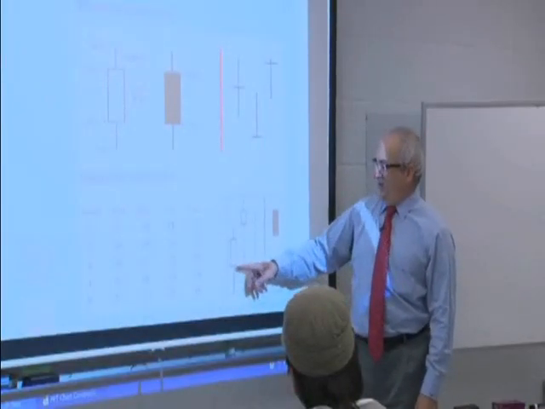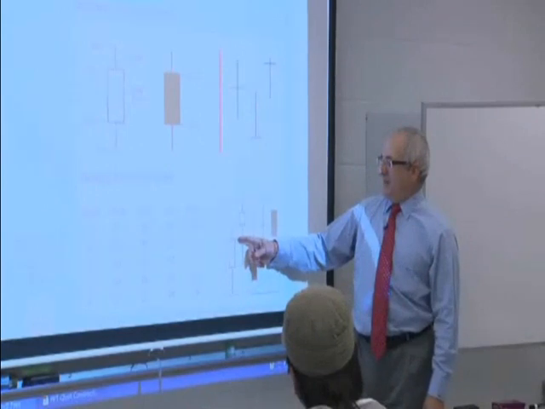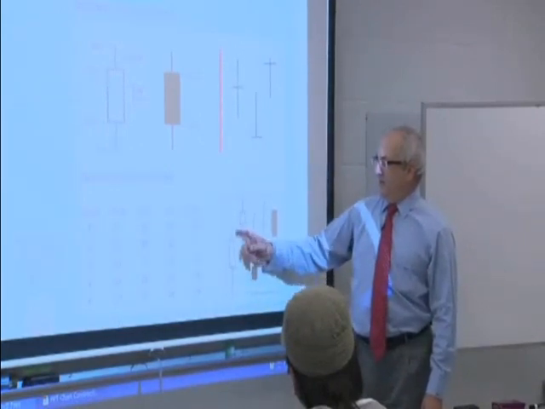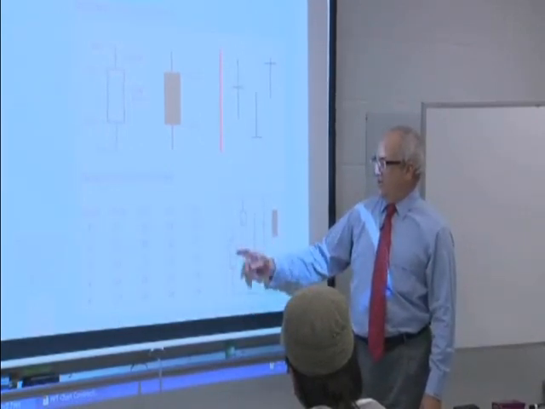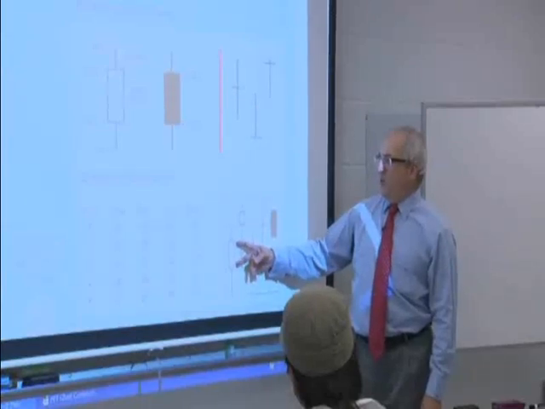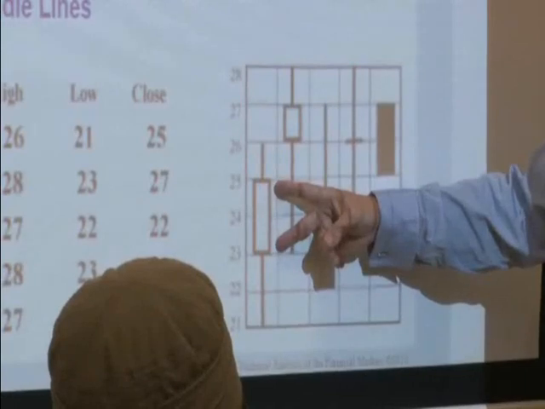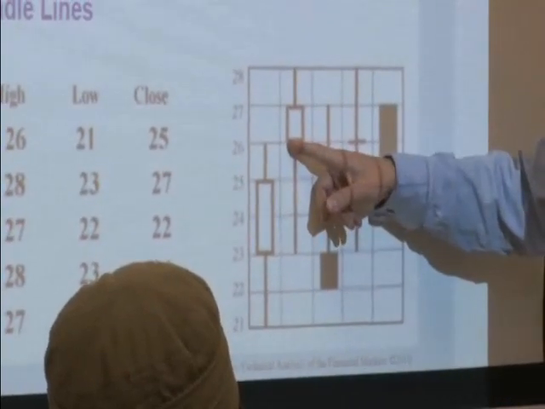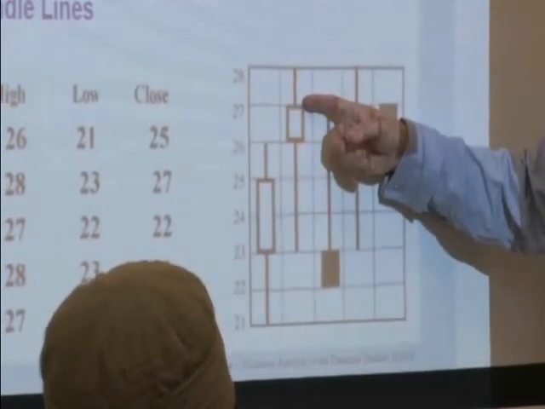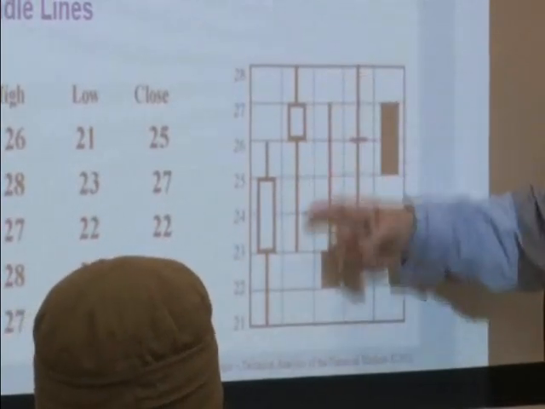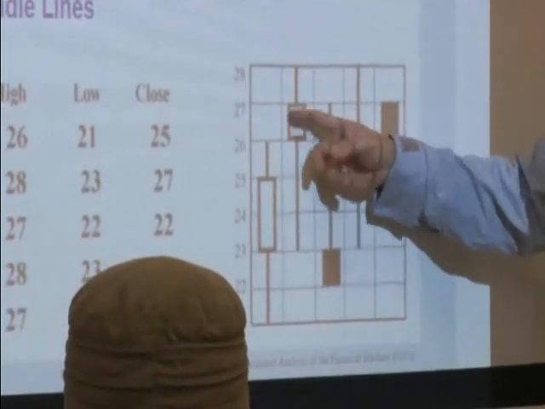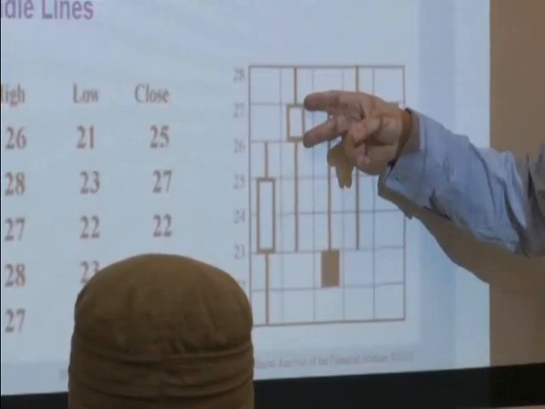For the first day, you open at 23, you close at 26. The high is 26, the low is 21, 25. In other words, you opened at 23, you closed at 25. You end up with a white real body. The next day, you open at 26. You close at 27. The high for the day is 28 and the low is 23. So again, you have a white body, but it's now much more narrow.